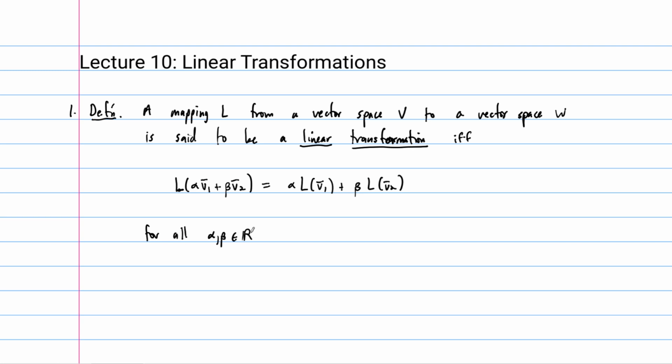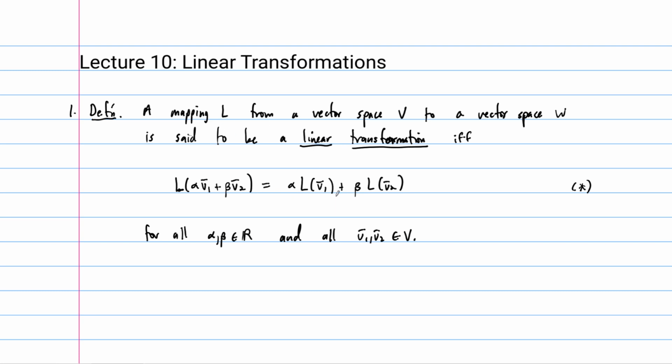All right, and this needs to be true for all scalars, alpha and beta. And we've been doing everything with the real numbers since the beginning of this course. So in this case, alpha and beta are real numbers, and all vectors V1 and V2 in our vector space V. All right, so this property right here, we'll call this property star. This property is called the linearity property of the transformation, and that's what makes it a linear transformation, right?